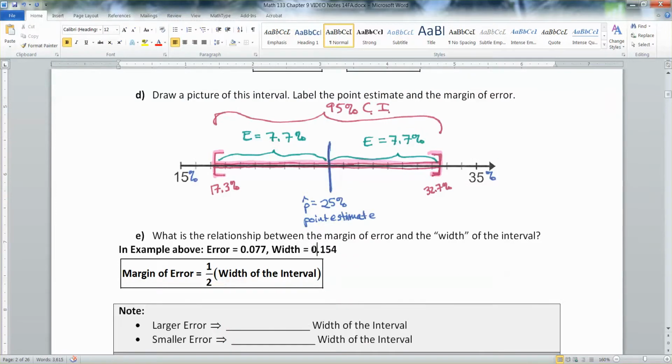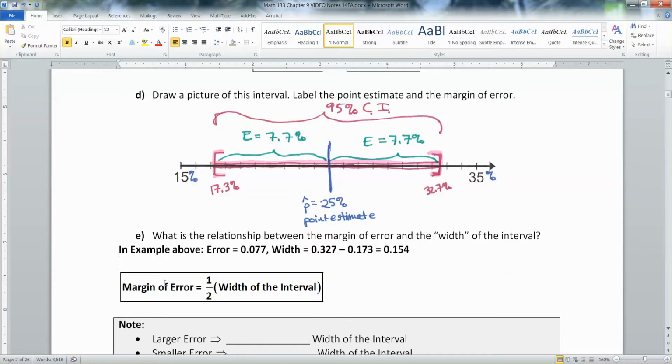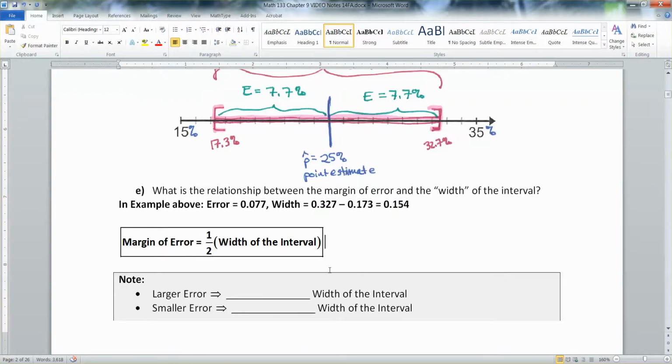Another way to see what the width was, I should have put this in, would be that width is this pink number over here, 0.327 take away 0.173, right? It's the high number of your window minus the low number of your window, which means that margin of error will be half the width of that interval because it's the distance from the center out to the edge. All right, now what does that mean for the width of our intervals?